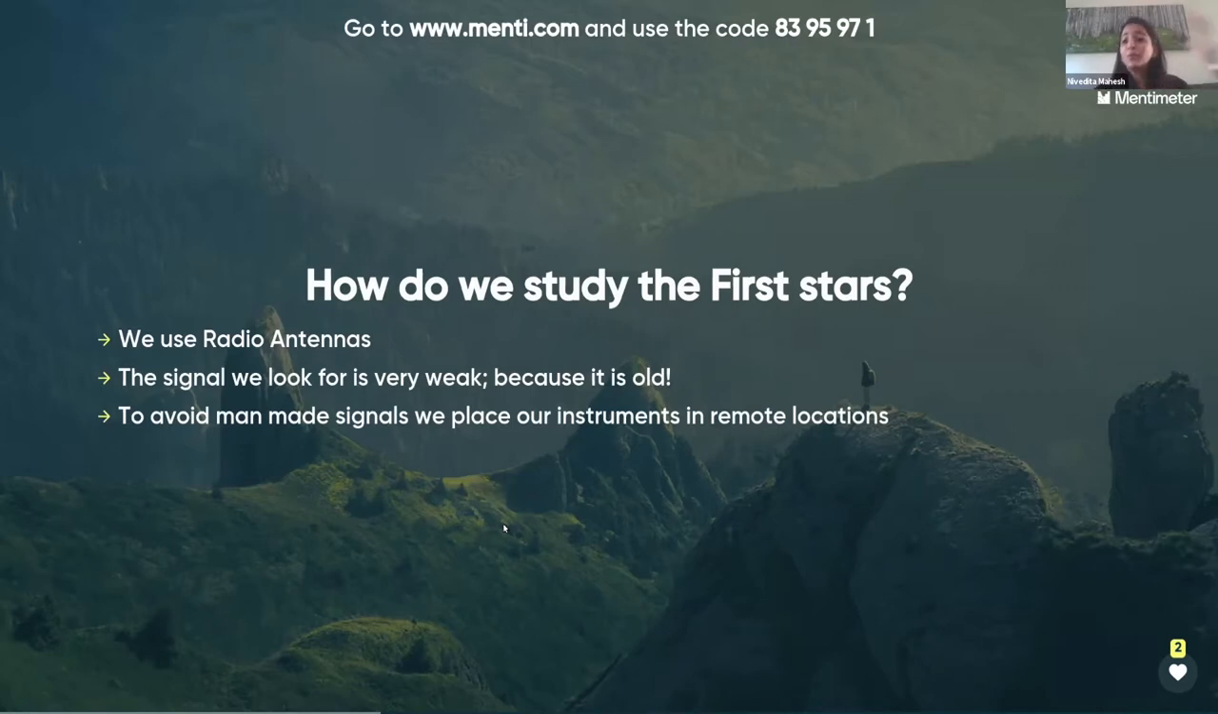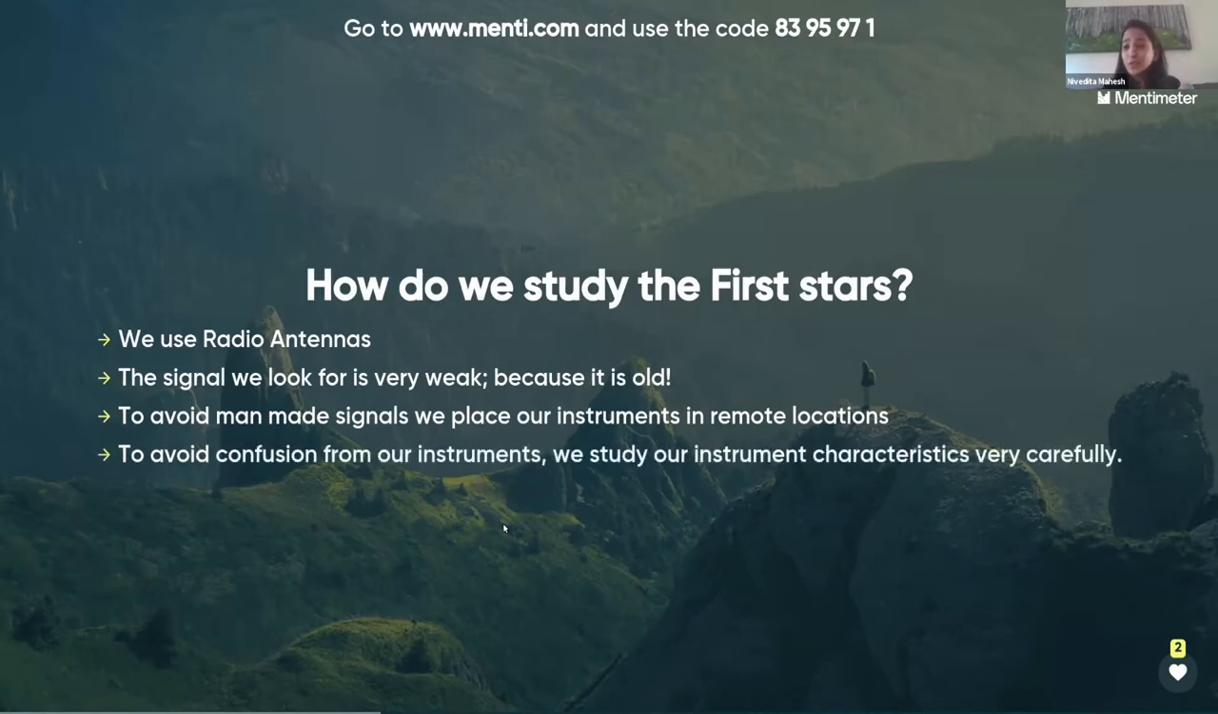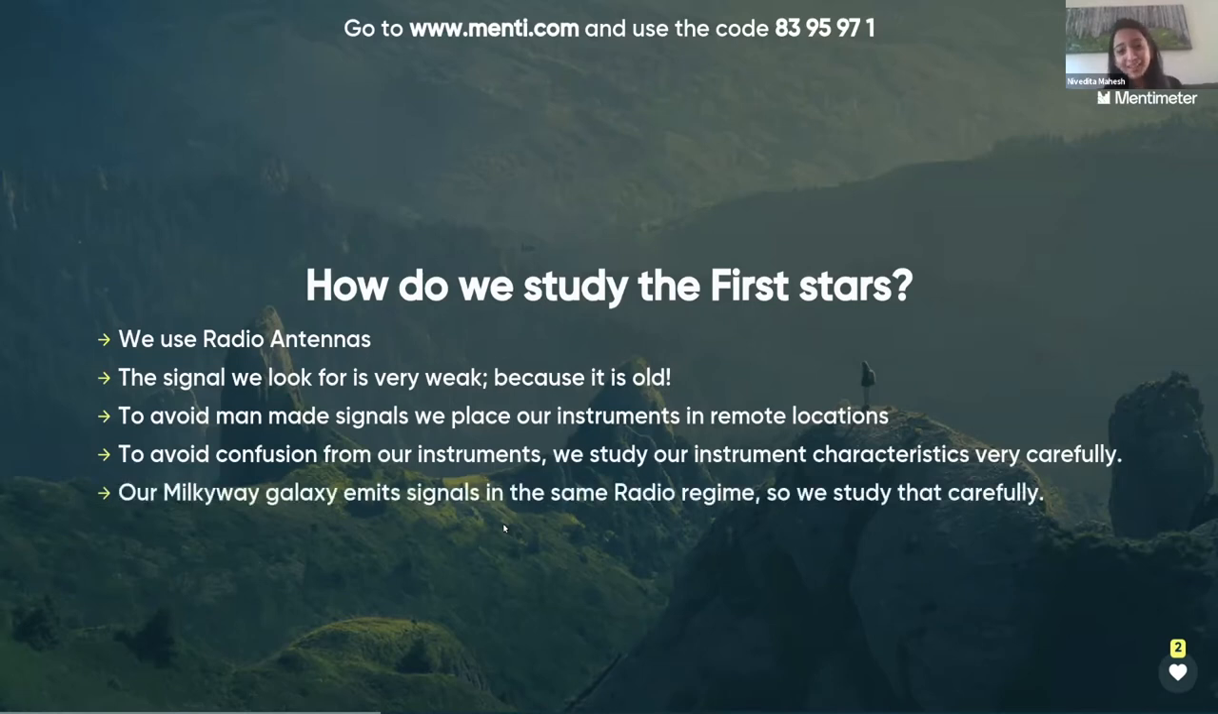So we need to go to remote locations, place our instruments in remote locations, and that's where we look for the first star signals. Next, since the signal is so weak, it's actually that weak that our instrument noise can also be a problem. So our group spends a lot of time studying and characterizing the instrument noise. Next, the Milky Way, our own galaxy, also emits signals in the same frequency as our phone, TV, the radio waves. So we have to study our Milky Way galaxy well enough so that we can separate it and look for the signal we want. So our group spends good time in studying the Milky Way foreground.